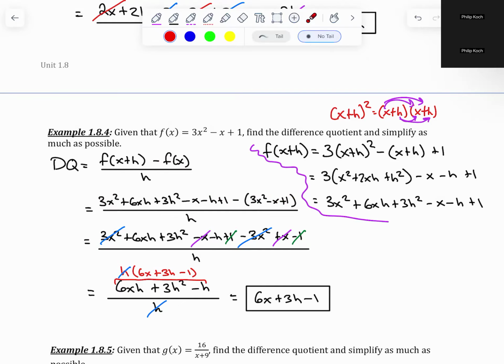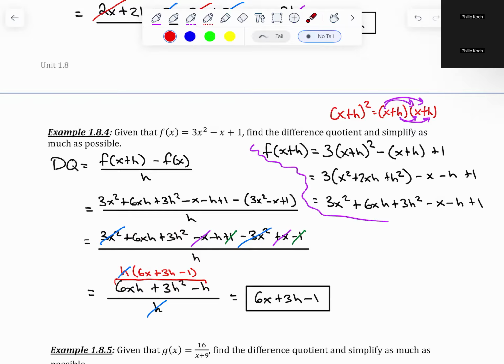And now we get to cancel things. The 3x squared and the minus 3x squared cancel in blue. The minus x and the plus x will cancel in purple. And then the plus 1 and the minus 1 will cancel in green. So with all of those things canceled, we have a 6xh left over, a 3h squared left over, and a minus h left over. But you'll notice, as I've said in the note, you're not done until the h and the denominators cancel.